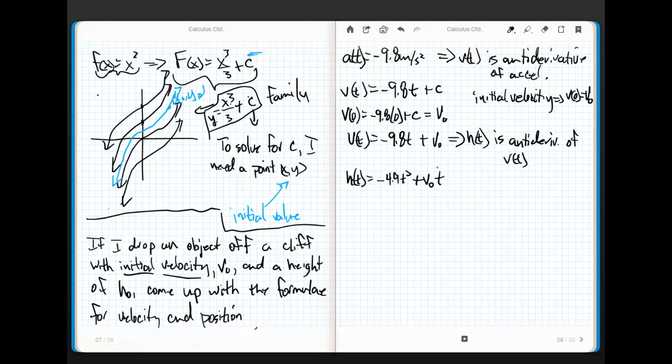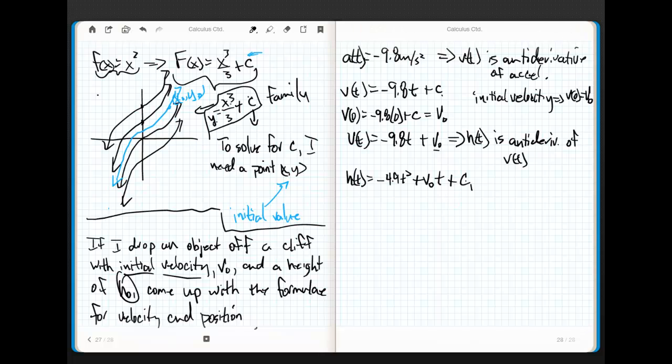Plus v naught t, remember this guy was just a constant, whatever it was, whether I chucked the ball or the rock straight down or I dropped it. Whatever that initial velocity was when it came out of my hand is what goes there, and then plus. Now we got to be careful here. This is going to seem a little pedantic, a little inane. However, if I write a c here, it implies that this c and this c are the same. Now I'm guessing that you can see that this c and this c are not going to be the same. So what I do is I just stick a little subscript 1 there, and that tells me that these two c's are different.